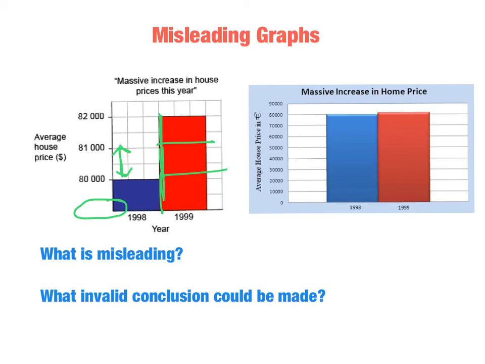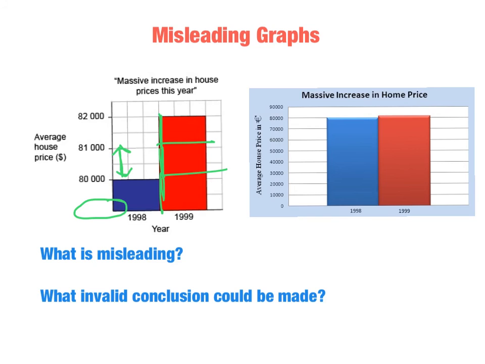So take a look at this other graph on the right, which shows exactly the same information. However, it starts at 0 and all of those intervals are by $10,000. So here was your home price in 1998 and here was the home price in 1999. Both of them show the same thing. This is $80,000 right here. And this one is $82,000, which is exactly the same on the left.